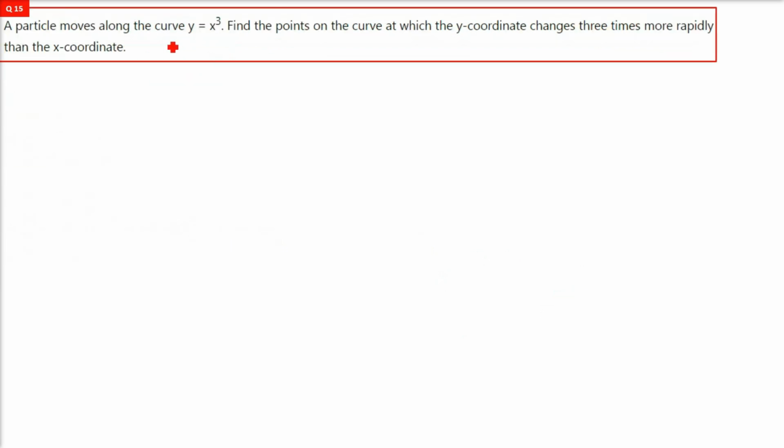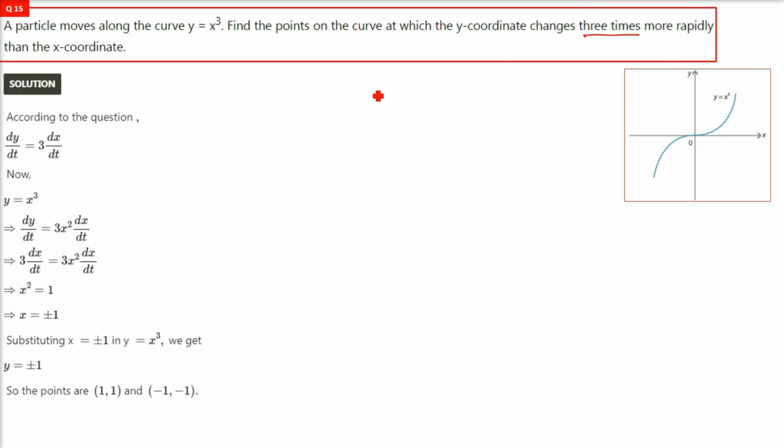A particle moves along the curve y equals x cube. So this is the graph of y equals x cube. We already discussed that, but it is not being used here. Find the points on the curve at which the y coordinate changes 3 times more rapidly than the x coordinate. Just differentiate it. Multiple values will come. y equals x cube, differentiated, dy by dt is equal to 3x square into dx by dt, because we are differentiating with respect to t.